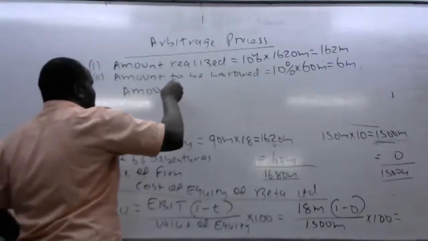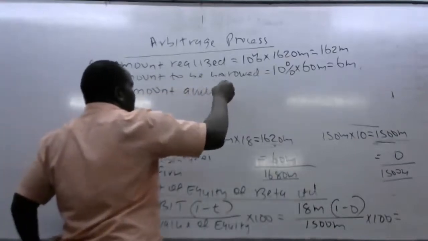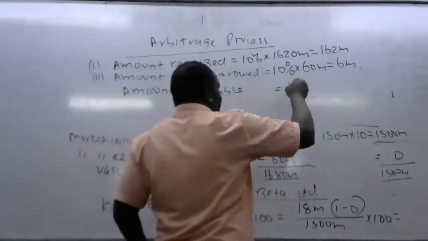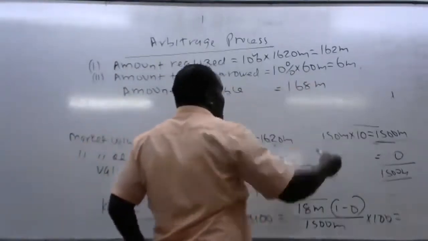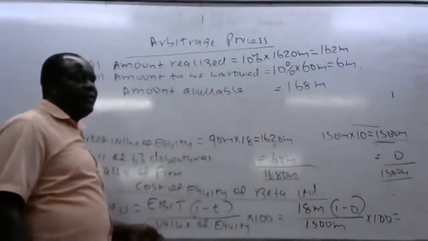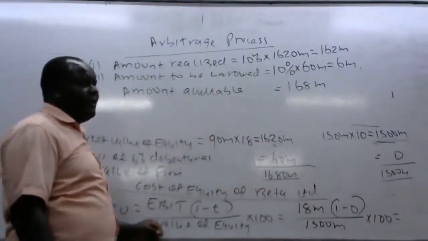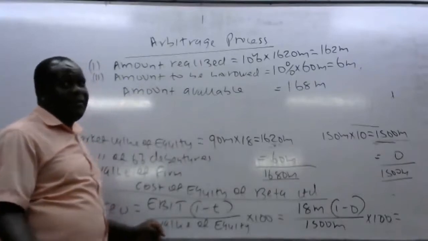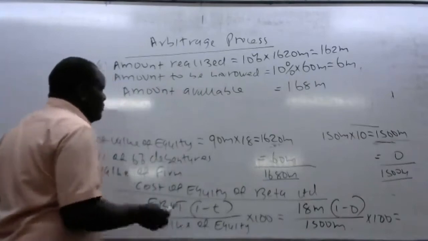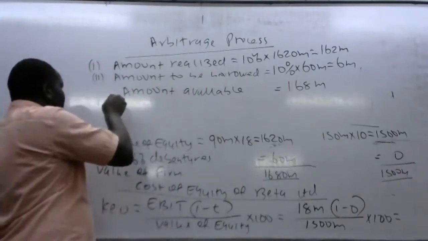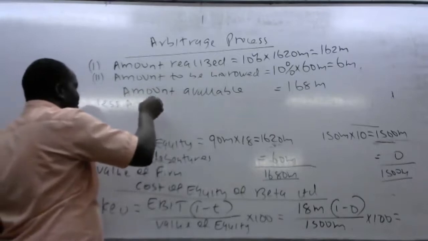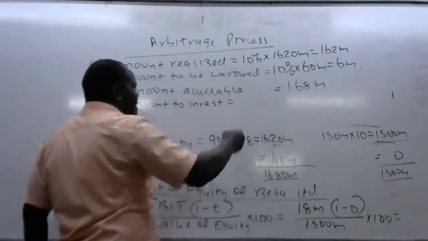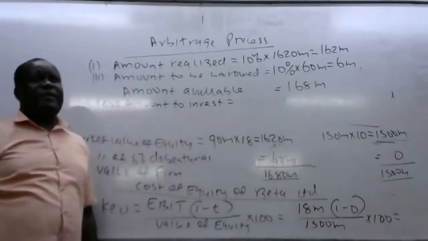Amount available. We have seen it is how much? 168 millions. Is it 168? Yeah, the total amount available for investment. It is 168, isn't it? Then we less amount to invest. So how much is he going to invest?